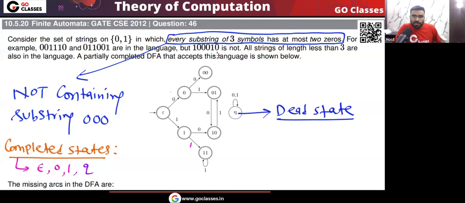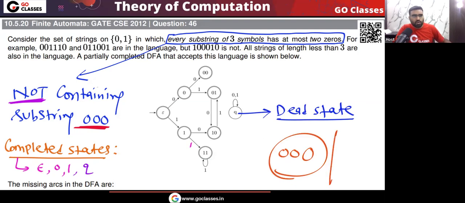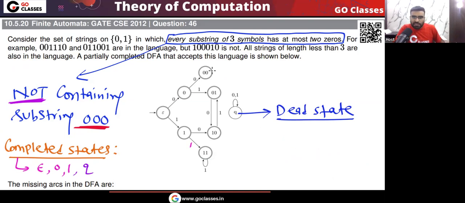Remember, I don't want triple zero. Please notice, the language is not containing triple zero. So after 00, if another zero comes, where should I go? I should go to the dead state, because now there is no chance of acceptance, since I do not want triple zero. So in this state double zero, if symbol zero comes, then I should go to the dead state. Very simple. Yes or no?